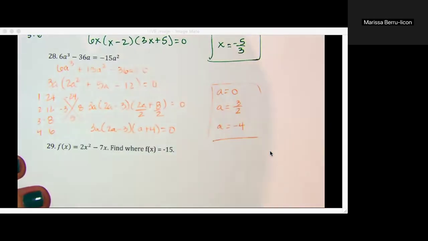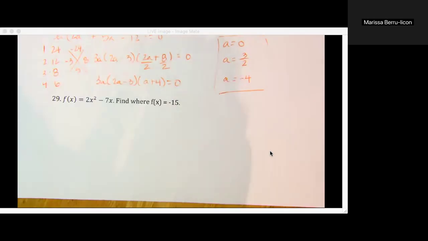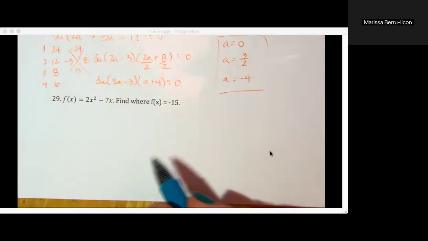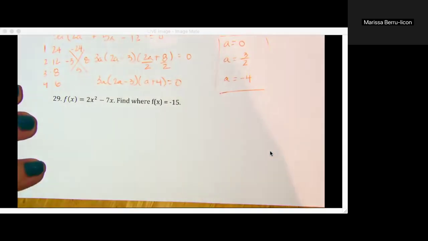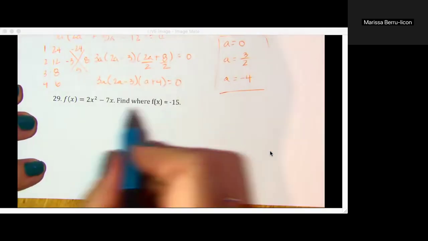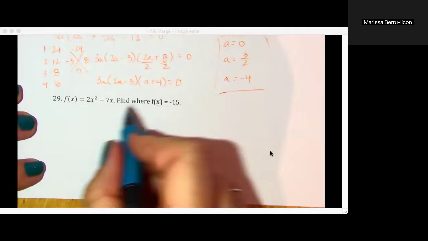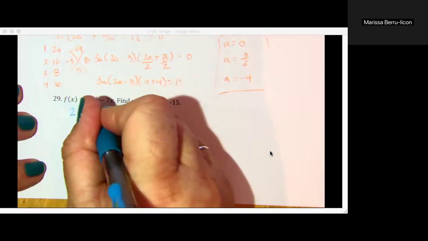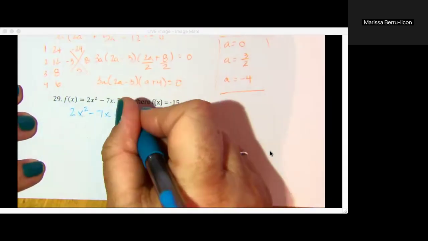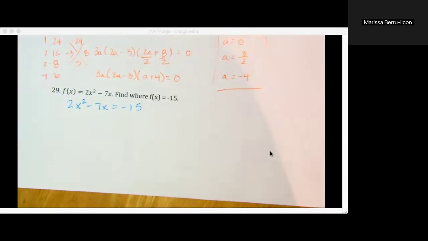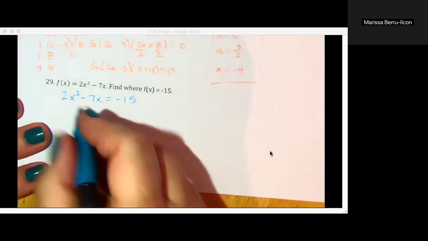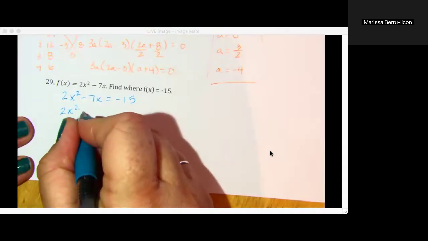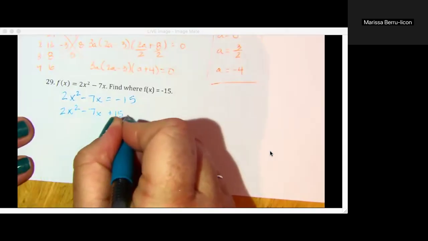All right. One last problem in this section. The setup is a little bit different, but it's actually the same type of problem as what we were just doing. Here it gave us some function f of x, and it says to find where f of x equals negative 15. That is not plugging 15 in. That's setting f of x equal to negative 15. So 2x squared minus 7x equal to negative 15. Well, I can add 15 to both sides, and I get 2x squared minus 7x plus 15 equals 0.